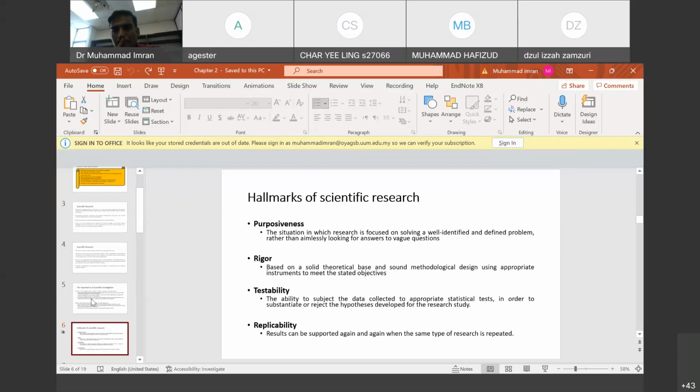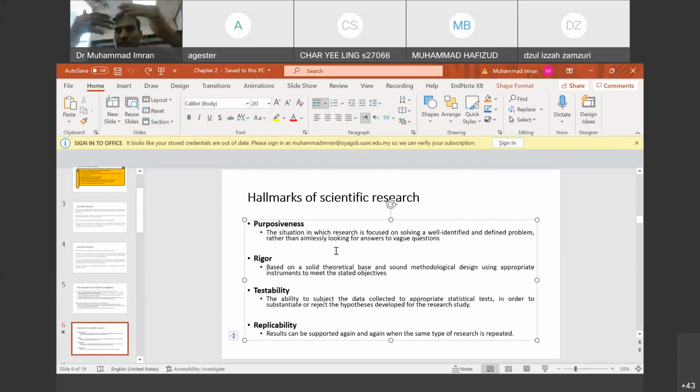Number two, rigor. Based on solid, theoretically based and sound methodological design, using appropriate instruments to meet the stated objective. It means you should have theory support, past literature, and methodology. Methodology means the methods to collect the data. Okay, you must have these two things before going to conduct the research.